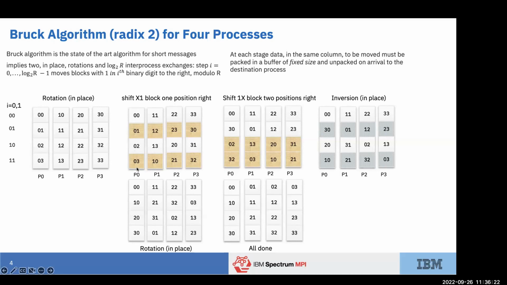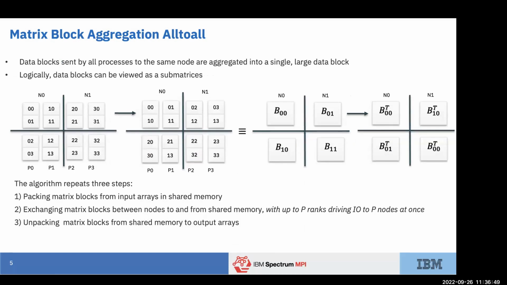With all-to-all, all messages have the same size for each process, and they can be packed in a buffer of fixed size, which is not the case with all-to-all V, and that introduces additional complexity for that algorithm. So now we have a very high-level view of the matrix block aggregation for all-to-all. We have, again, 4 processes, but now assume that 2 of these processes are in node 0 and the other 2 are in node 1.